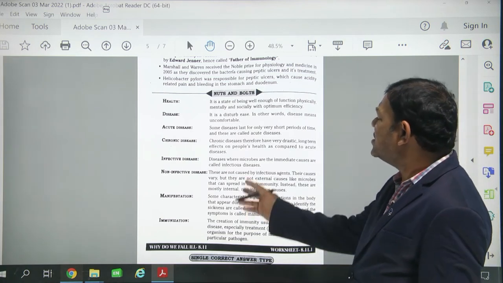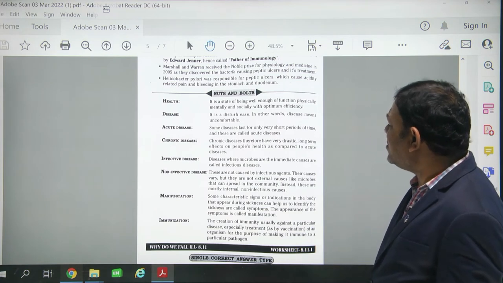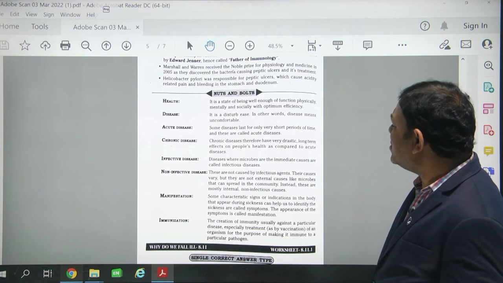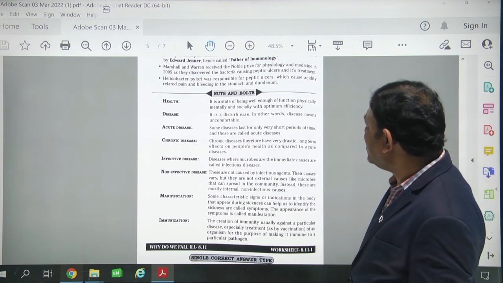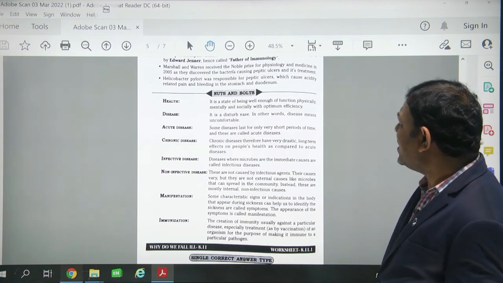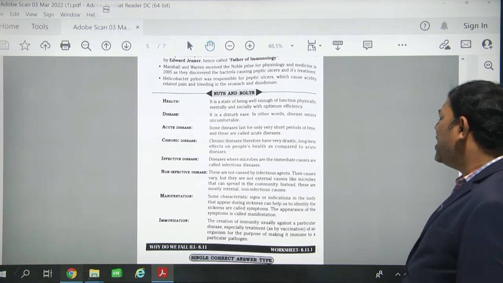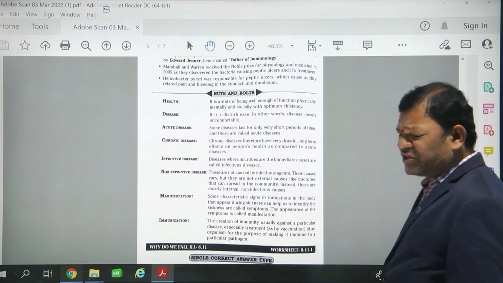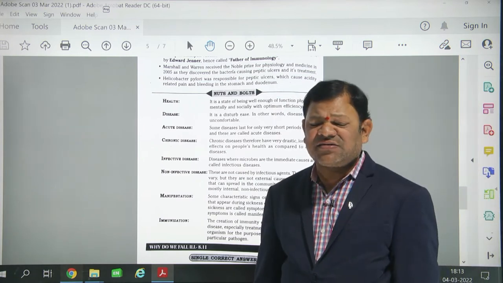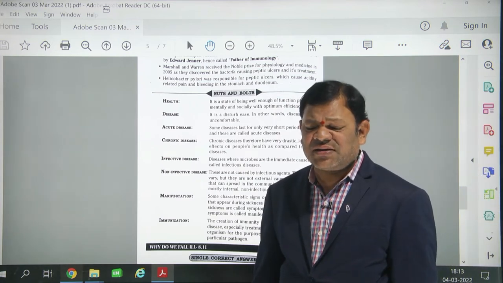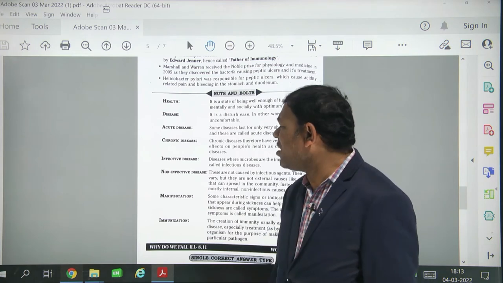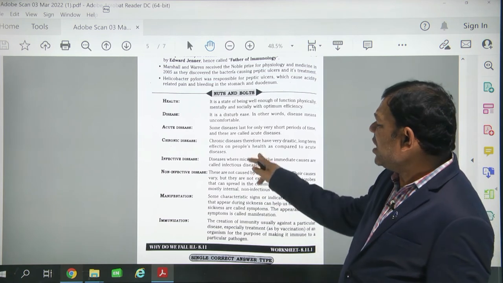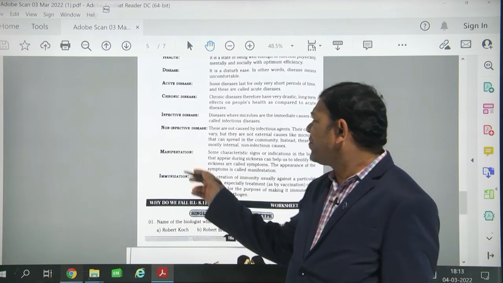Non-infectious diseases means diseases that are not caused by an infectious agent. Their causes vary, but they are not external causes like microbes that can spread through the community. Instead, these are mostly internal and non-infectious. Diseases that cannot spread from one person to another person are called non-infectious diseases.